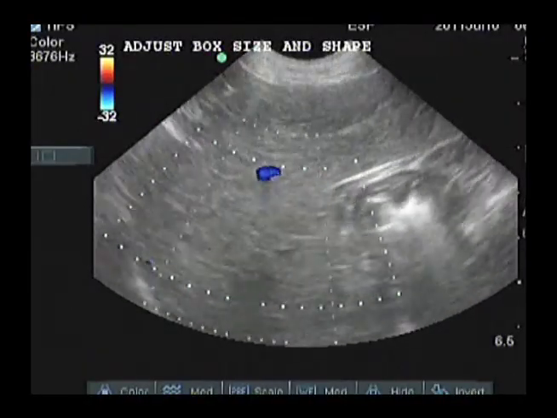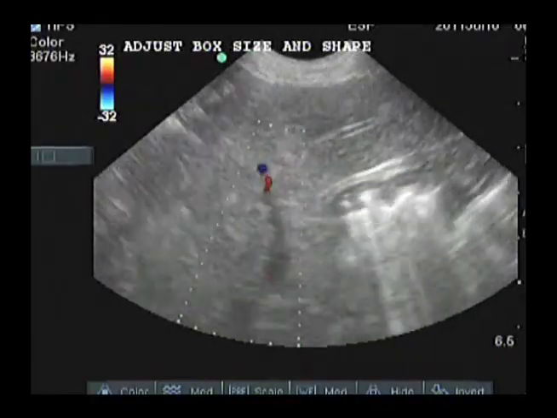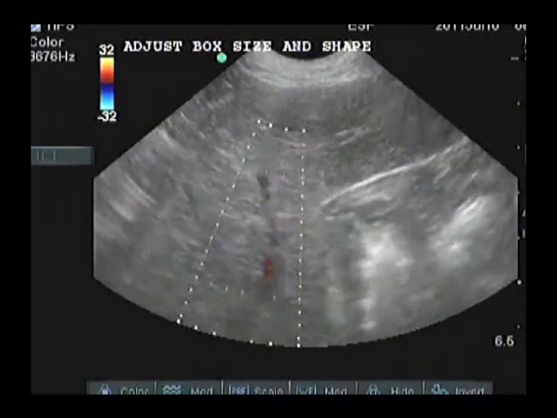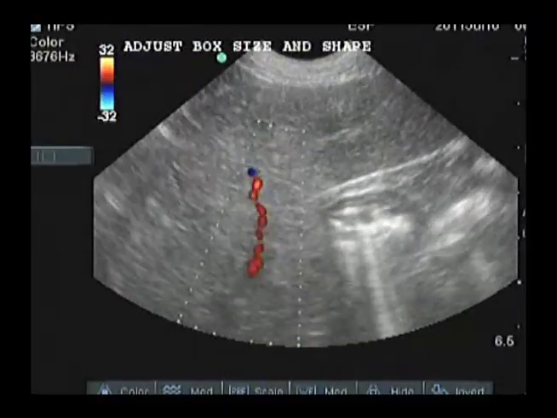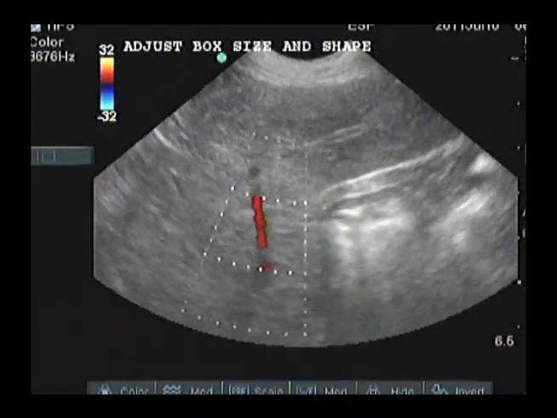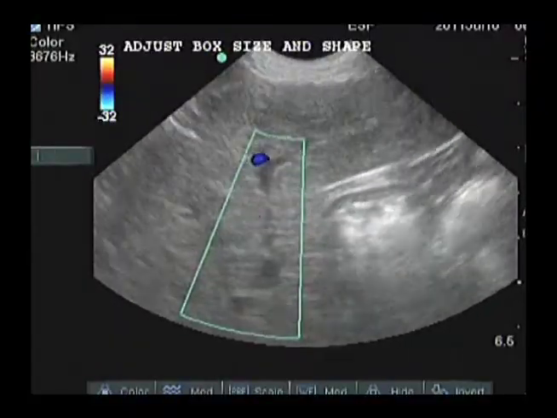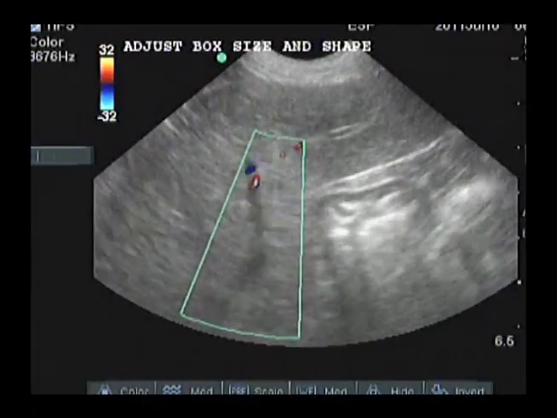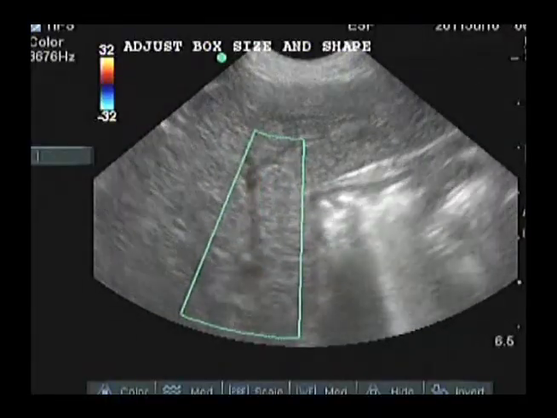Side-to-side movements of the trackball or touchpad increase or decrease the width of the Colorflow box. Up or down movements of the trackball or touchpad increase or decrease the height of the Colorflow box. When you're satisfied with the size and shape of the Colorflow box, press the Set or Select button again to maintain the adjusted Colorflow box size and shape.